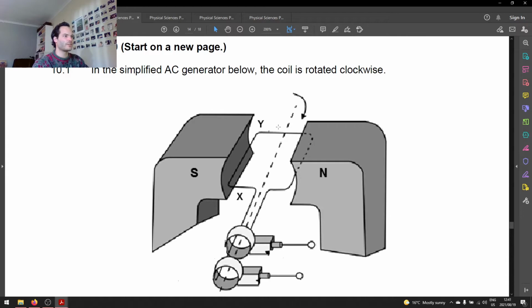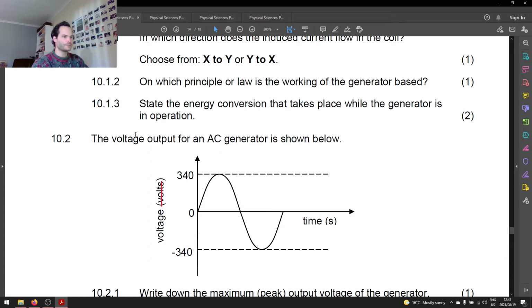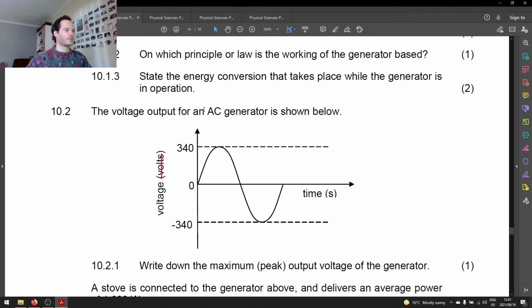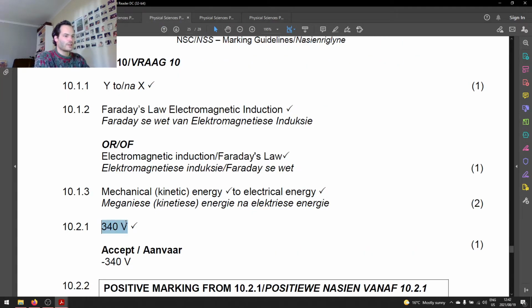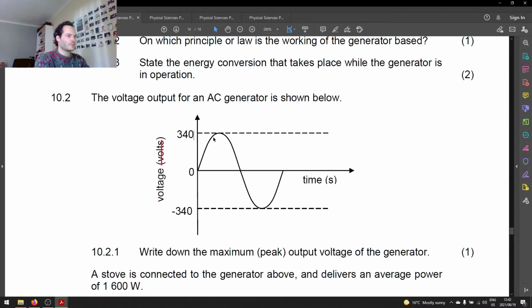Then once we're done with our generators, you'll see we've got another subsection. And here we give you the voltage output of an AC generator. So here's an AC voltage type question. They say our voltage goes from 0 to positive 340, down to 0, down to negative 340, and back up to 0. And they say in 10.2.1, write down the maximum or peak output voltage of the generator. And we can read that off there immediately. It's 340 volts. I just read it off. It's just my maximum, the highest point of my graph. I hope we can all see that.